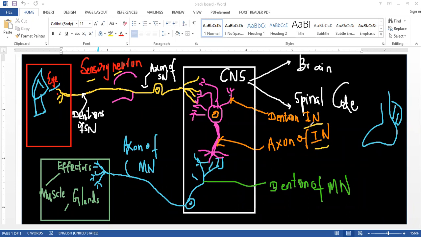So what is the function of the interneuron? Passing the message, the impulses or stimuli from the sensory neuron to where? The motor neuron. And next, what is the function of the motor neuron? Transmitting the message or impulses from the interneuron to where? Effectors. What are the effectors? Muscles and glands. So you can watch one video, I'll show that, and I'll finish this one.